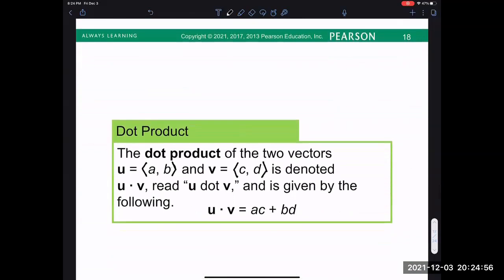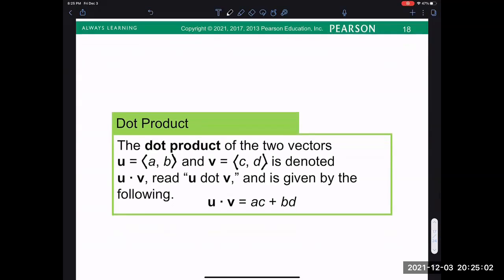All right, so now we're going to get to the end of this final section by defining a very important operation for vectors called the dot product. This is very important and is used a lot whenever you work with vectors in the future.